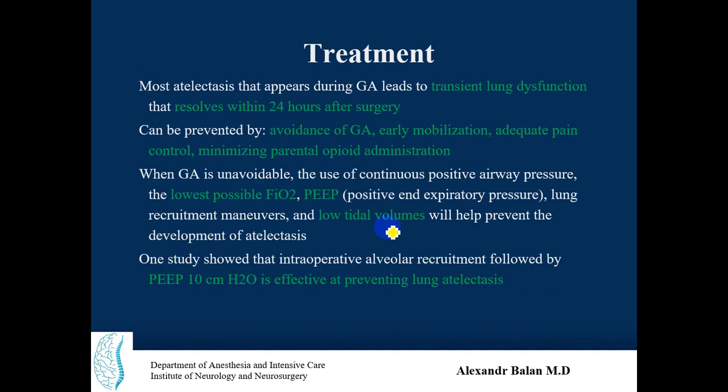What is the treatment of atelectasis? Most of them resolve within 24 hours after surgery if they are transient lung dysfunctions, and can be prevented by avoidance of general anesthesia and using spinal or local regional anesthesia, early mobilization of the patient, adequate pain control, minimizing parenteral opioid administration. When general anesthesia is unavoidable, the use of continuous positive airway pressure, the lowest possible inspired fraction of oxygen, PEEP or positive end expiratory pressure, lung recruitment maneuvers, and low tidal volume will help to prevent the development of atelectasis.